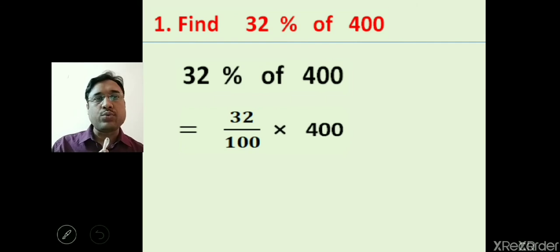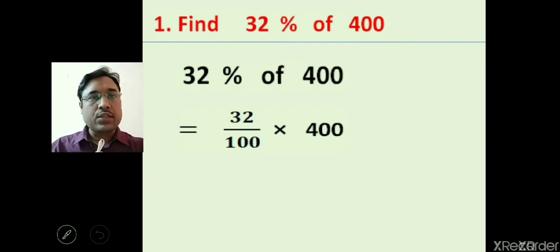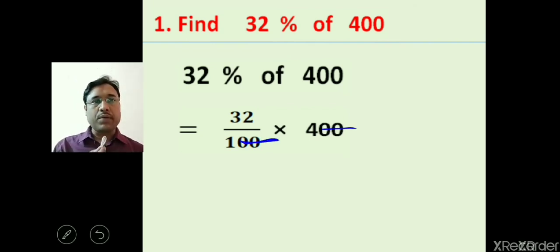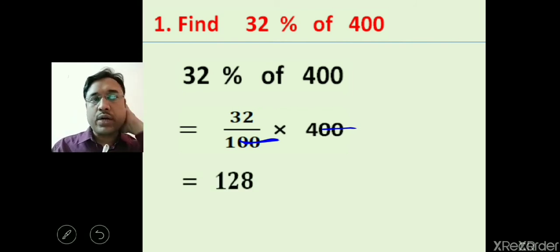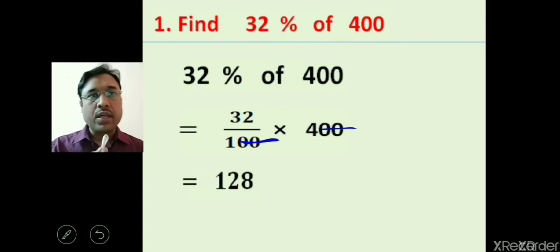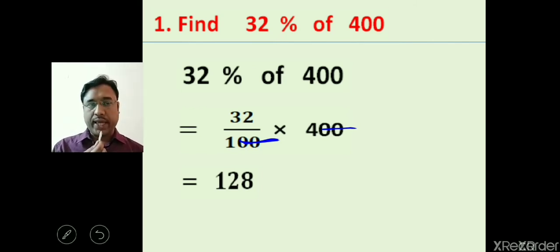So you will write 32 into 1 by 100, which means 32 by 100 into 400. These two zeros you will cancel out, students. Then this will become 32 into 4, and 32 into 4 you will get 128. So that means 32% of 400 is 128.